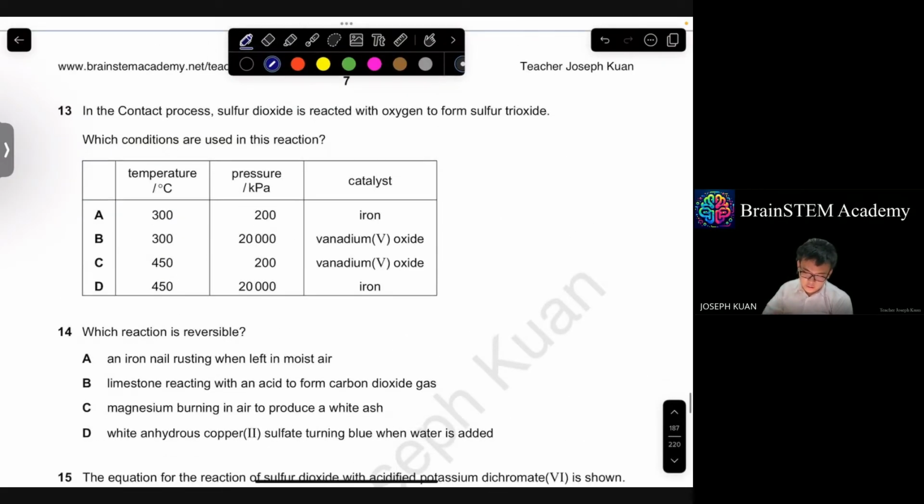Move on. In the contact process, sulfur dioxide is reacted with oxygen to form sulfur trioxide. Which conditions are used in this reaction? It is typically carried out at 450 degrees Celsius, 200 kPa, and with vanadium(V) oxide.